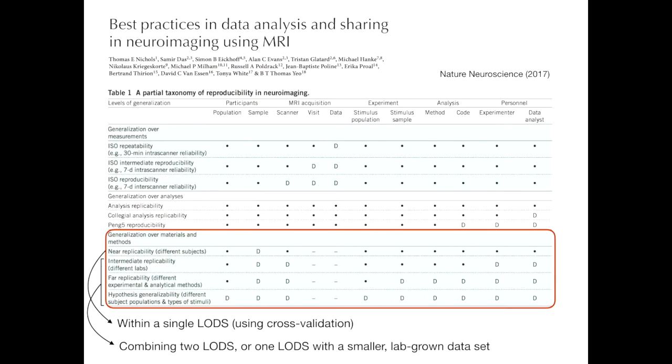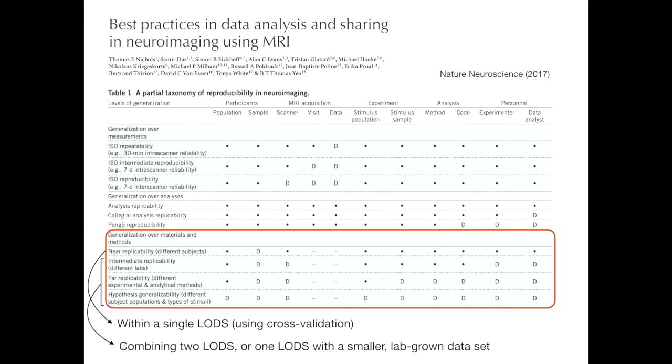Things like far replicability, where you're varying the experimental and analytical methods, and the holy grail of hypothesis generalizability, meaning you're changing as many things as you can to try and break your result, and you're seeing if that concept can still hold. And I think these last three things can be addressed by either combining multiple large open data sets or combining a single large open data set with smaller lab-grown data sets, etc.